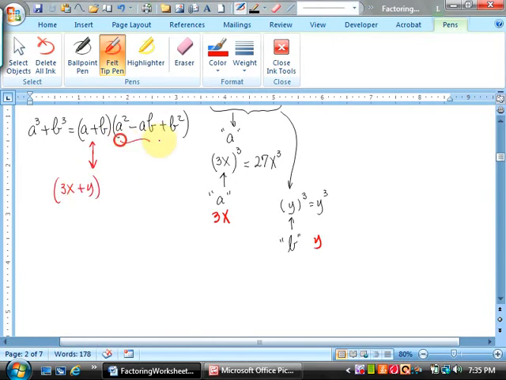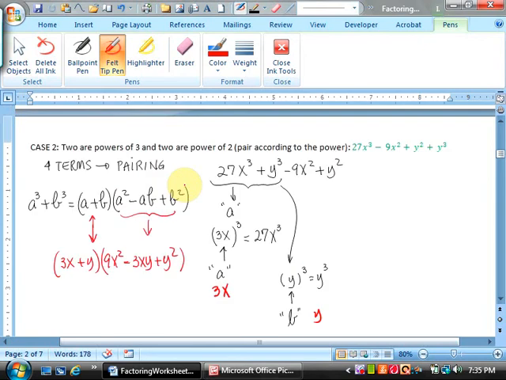And for this piece here, I'm going to have 3x squared, that's 9x squared, minus, well, the A times the B, so it's 3x times y, it's minus 3xy. And then the B squared, so it's plus y squared. Note, we are done taking care of this first cubic part, but now we have to turn our attention to the second term. The second term is 9x squared plus y squared.